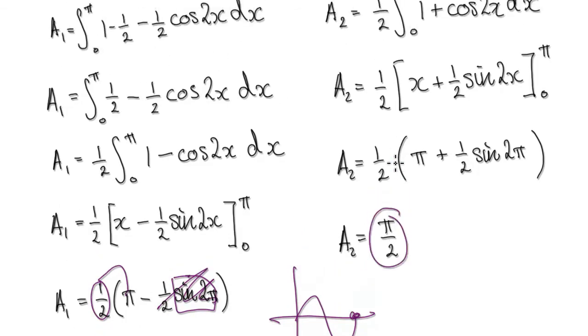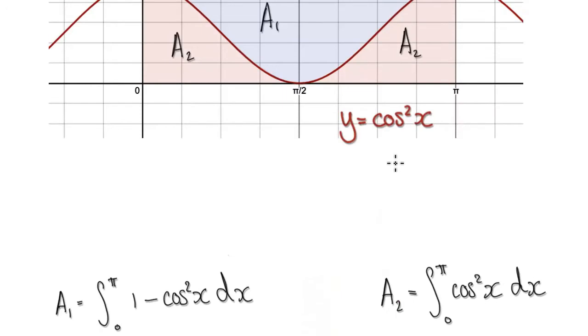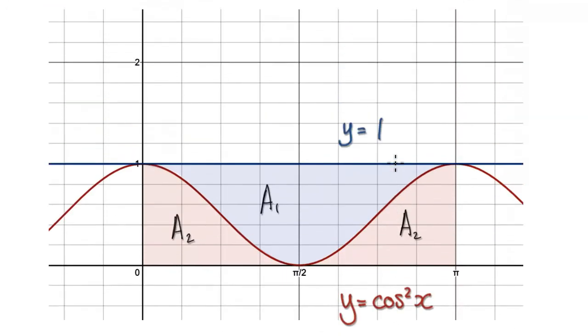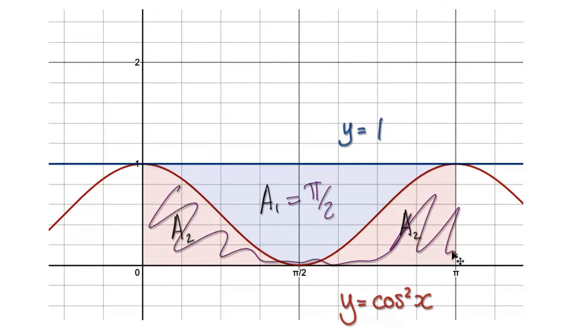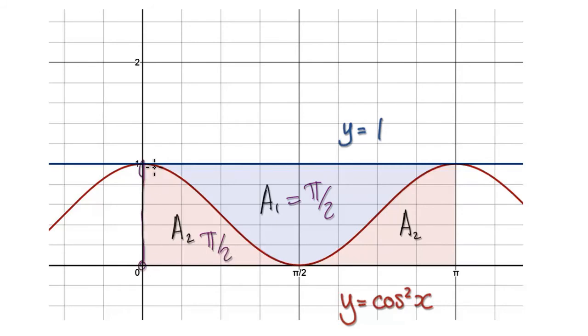So what that means is, going back to our original graph, this area here is pi over 2, and this area here is also pi over 2. And if you think about it, when you get the height, which is 1, times the width, which is pi, it gives you pi. So this is half pi, half pi. So in fact, the two areas are the same. Okay.